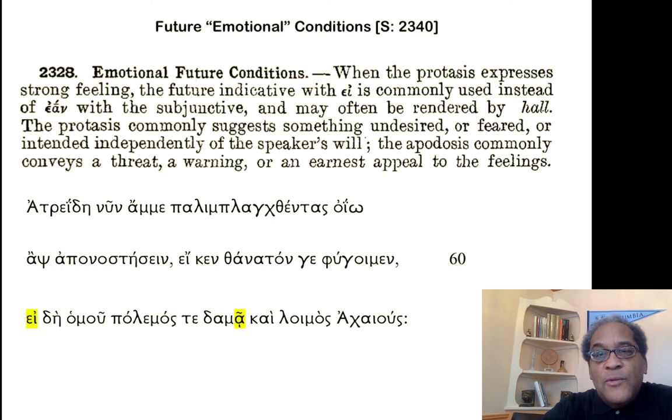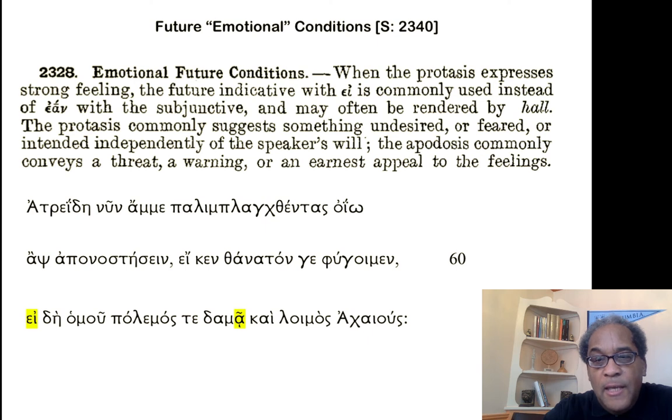So, emotional future conditions. When the protasis expresses strong feeling, the future indicative with ei is commonly used instead of ean with the subjunctive, and may often be rendered by "shall." The protasis commonly suggests something undesired or feared or intended independently of the speaker's will. The apodosis commonly conveys a threat, a warning, or an earnest appeal to the feelings.